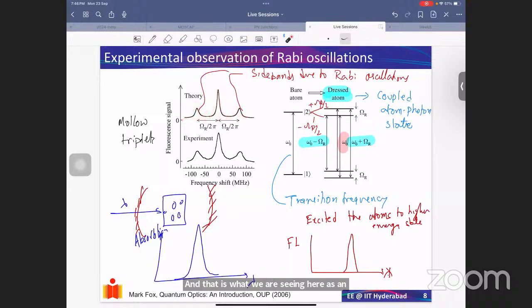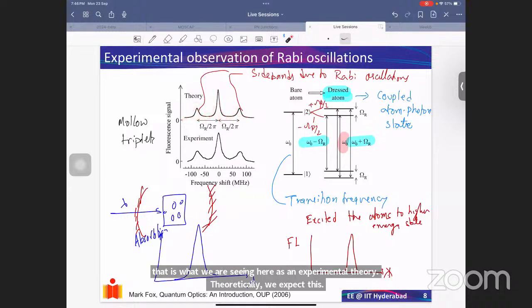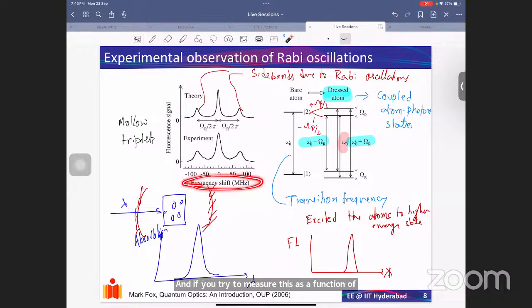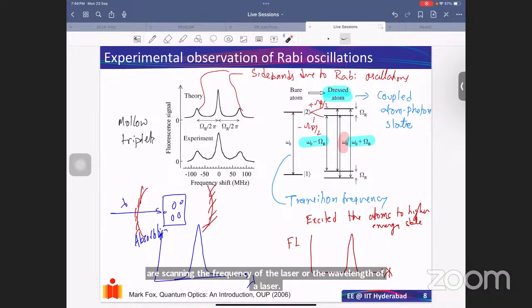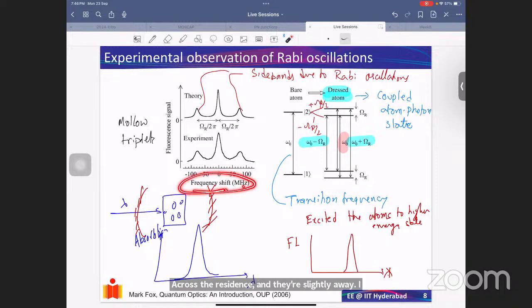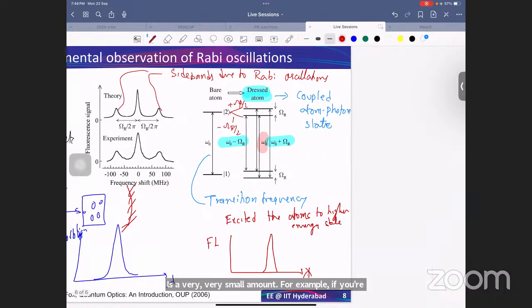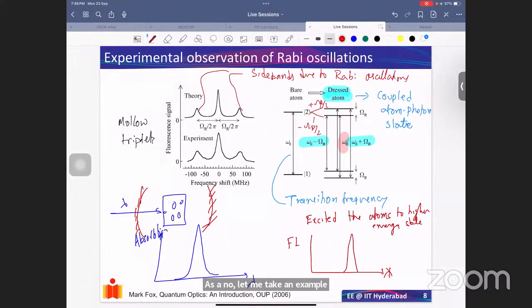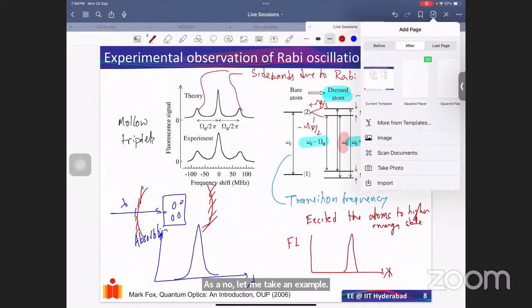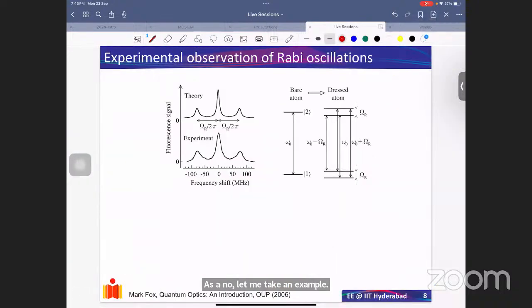Theoretically, we expect this. And if you try to measure this as a function of detuning, it essentially means that we are scanning the frequency or wavelength of the laser across the resonance, and they're slightly away. This frequency shift is 100 megahertz. It's a very, very small amount. For example, let me take 780 nanometers, where omega naught corresponds to 780 nanometers. Now, 780 nanometers will correspond to how much frequency?